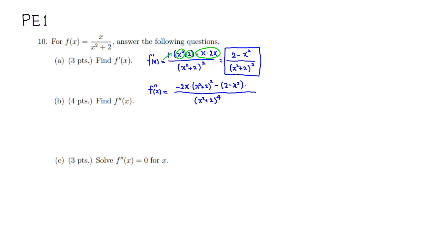Multiply by the derivative of the denominator. So we have to use the general power rule. Put 2 in front, keep the same quantity, x squared plus 2, and subtract 1 from the power, which is the first power. I'm not going to write that. And then multiply by the derivative of the inside, which is 2x. So we're done taking a derivative, but we need to simplify this.